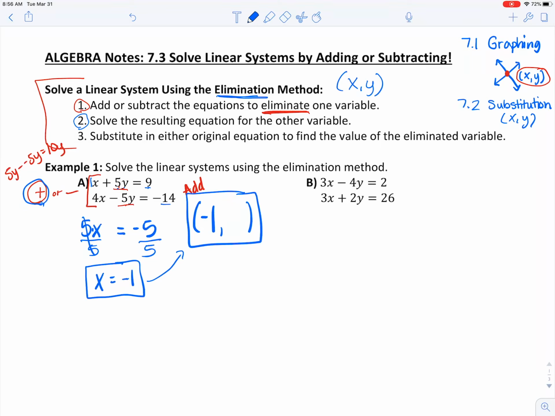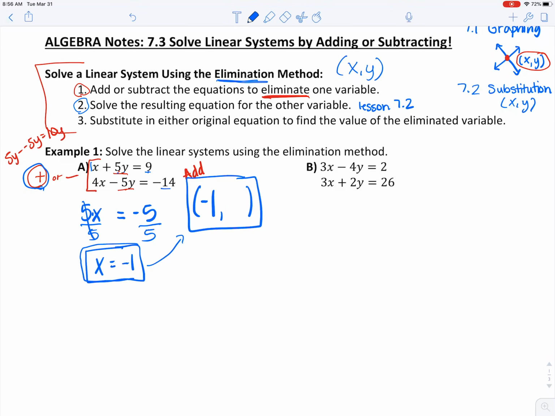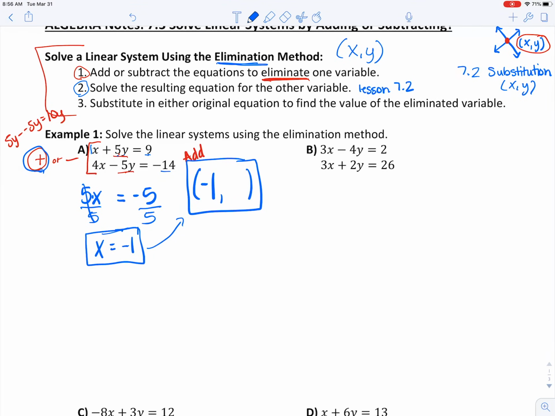Well, step 2 says solve the resulting equation for the other variable. This is actually what we did in lesson 7.2. Not the full thing, but the second part. So if we have x equal to something, we can plug this into either one of the two equations. So step 2 we already solved, but then step 3, substitute in either original equation to find the value. So I could plug this x equals negative 1 into this first equation or the second one, it doesn't matter.